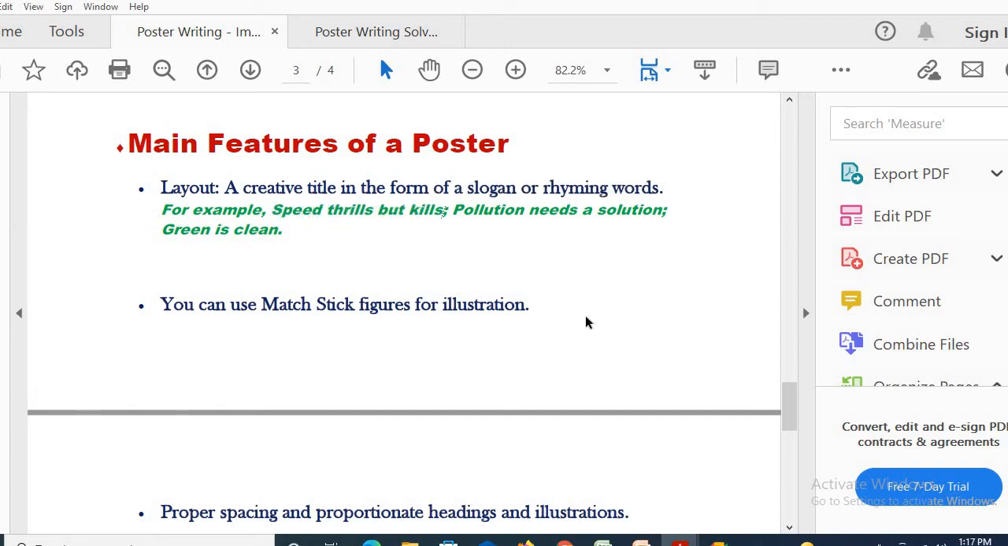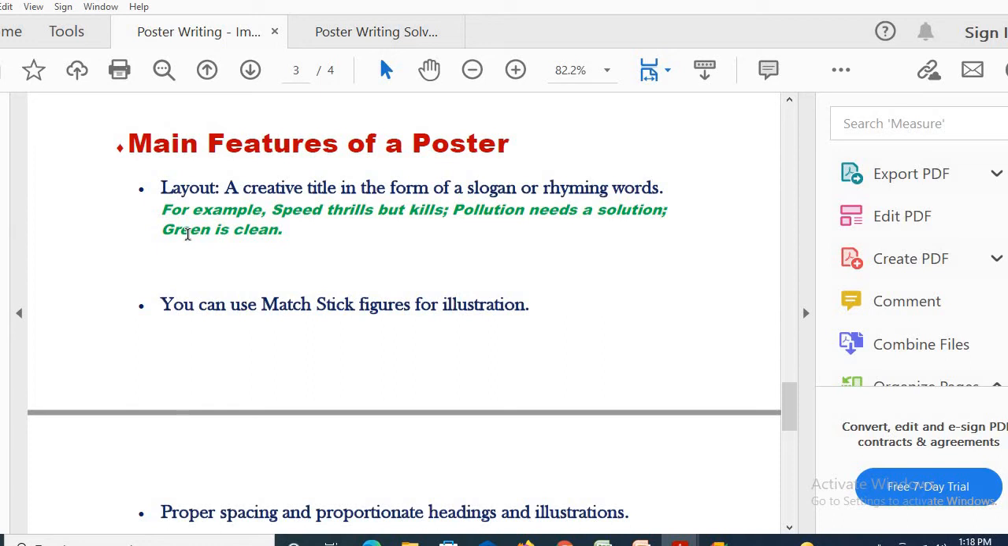Suppose you are writing related to pollution. So, pollution needs a solution. Suppose you are writing related to the environment. Environment is green, is clean. This is something very, very important. Green is clean.